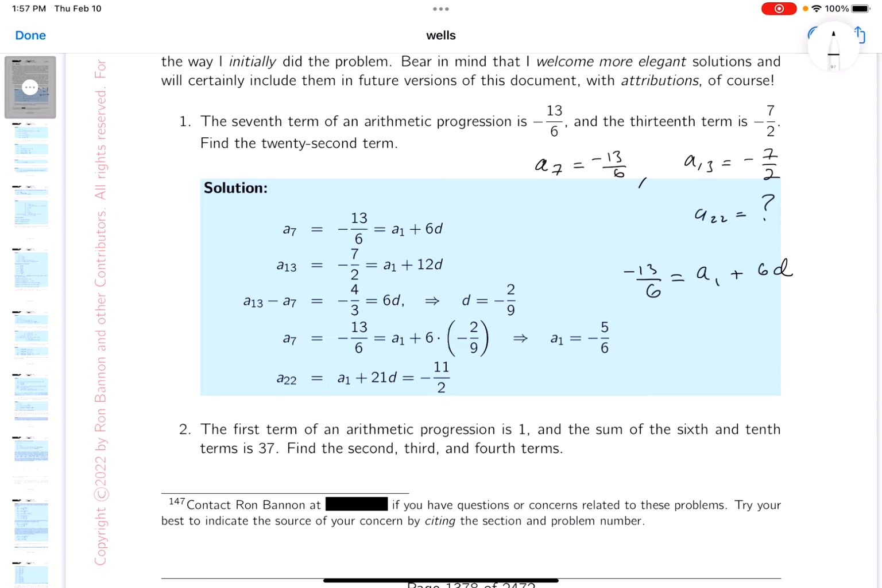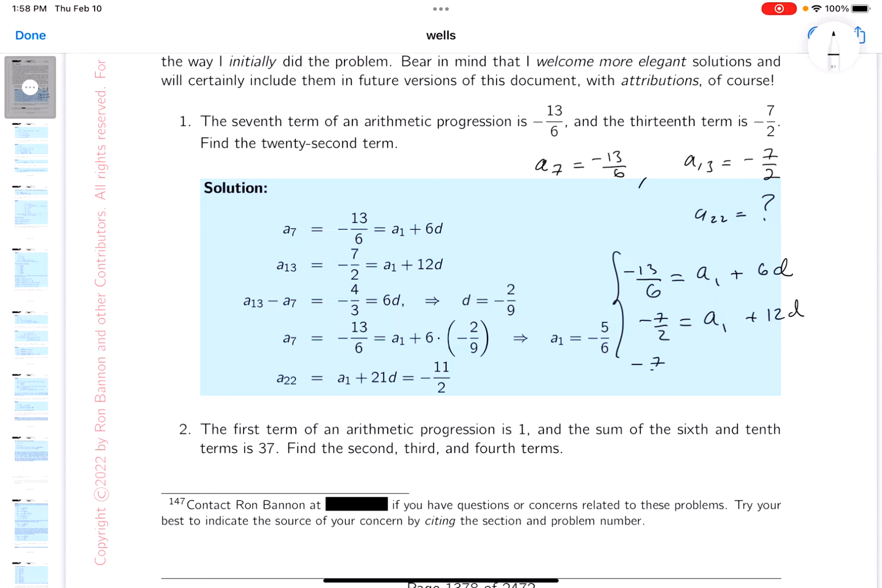Let's do the A13 now. What do you get over there? You would get minus 7 halves equals, well, it's still A1, but now it's going to be 12d. All right? So I'm looking at that, and I realize there are many things I could do, but this is two equations, two unknowns, and it looks like it might be pretty easy to solve. So what I'm going to do is a subtraction. I'll write this down for you.